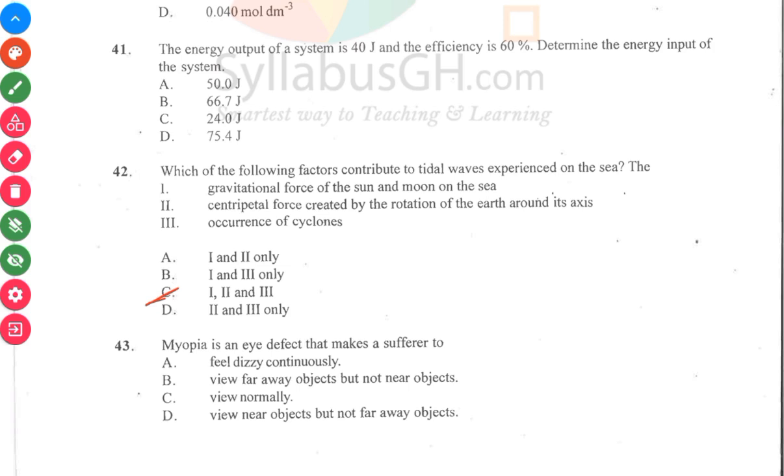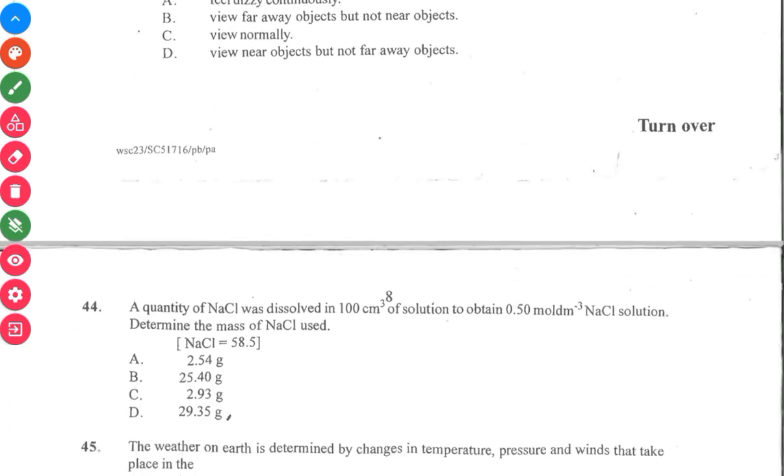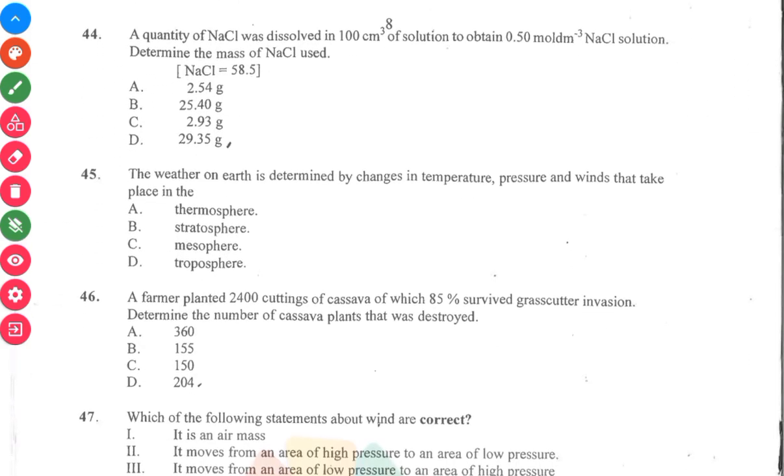Question 43. Myopia is an eye defect that makes a sufferer A, feel dizzy continuously, B, view far away objects but not near objects, C, view normally, D, view near objects but not far away objects. So question 43 is D. So we are getting closer to the final lap of the questions.